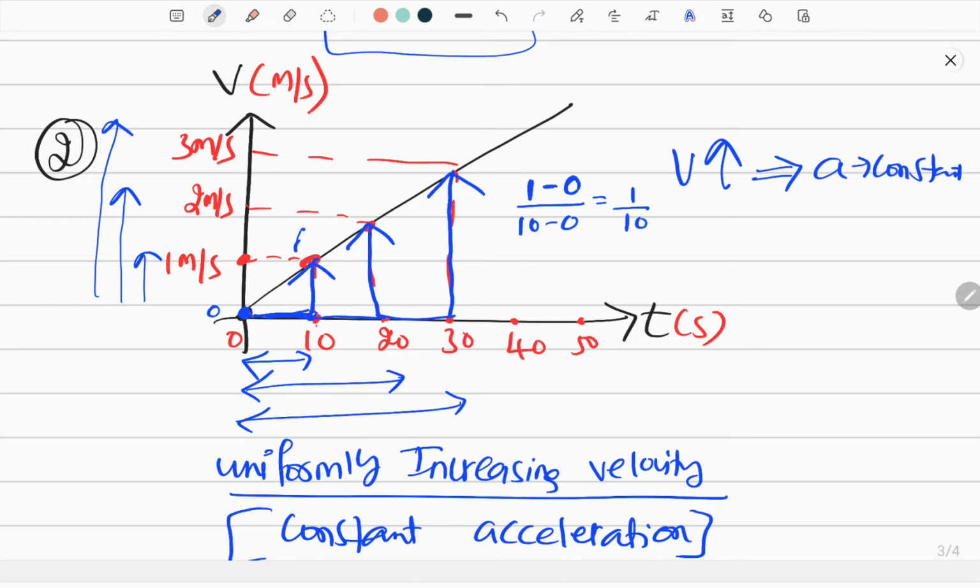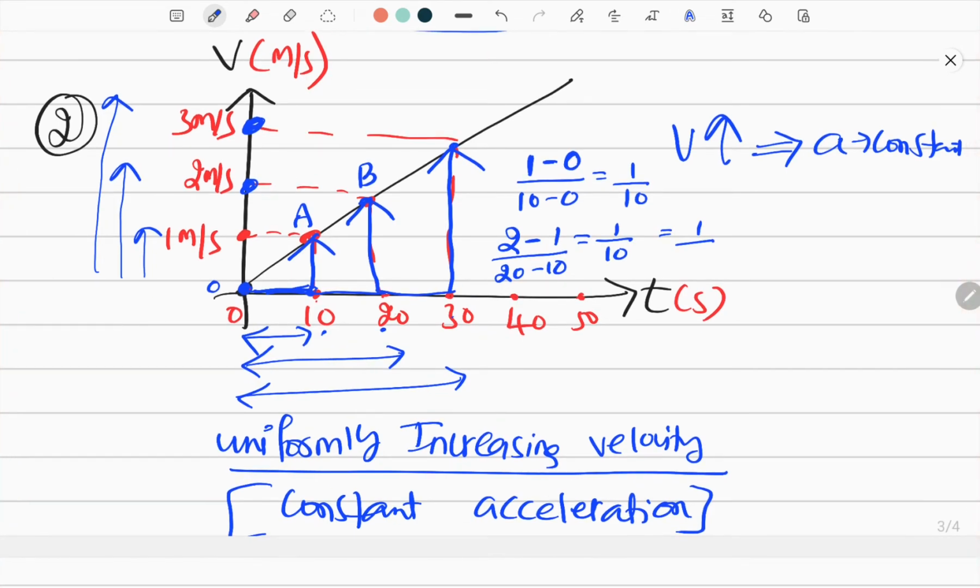All right, up to this point I am talking up to point A. Now from A to B, what will happen here? What is the velocity at A? It is 1 meter per second. What is the velocity at B? 2 meter per second. Final is 2, initial is 1, divided by time, 20 minus 10. So it becomes 1 by 10. And again B to C, here it is 30 and here it is 20. 3 minus 2 is again 1, divided by time, 30 minus 20 is 10. Look at this, wherever you are calculating, that acceleration is constant.